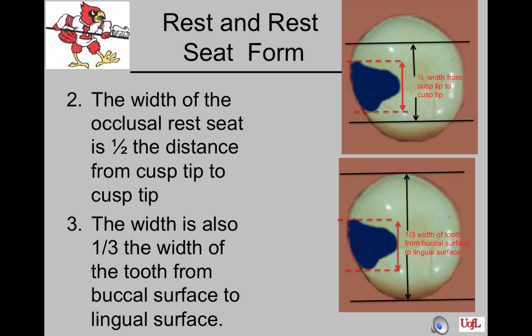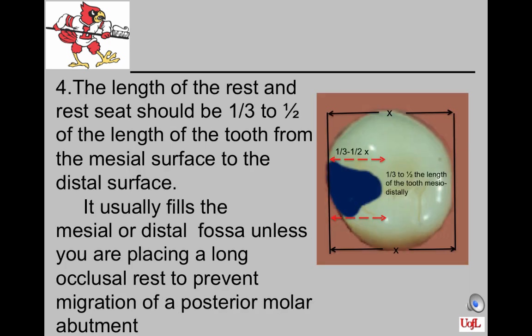Another way of stating its width would be to say that the width of the occlusal rest is about half the distance from cusp tip to cusp tip, or one third the width of the tooth from buccal surface to lingual surface. The length of the rest and the rest seat should be one third to one half of the length of the tooth from the mesial surface to the distal surface. It usually fills the mesial or distal fossa, unless you're placing a long occlusal rest to prevent migration of a posterior molar abutment.